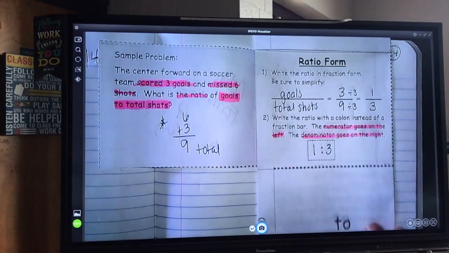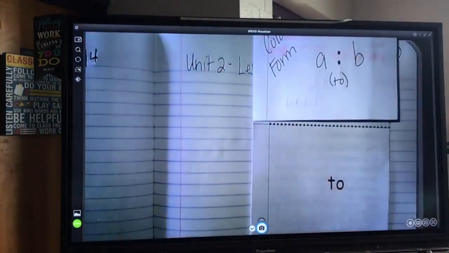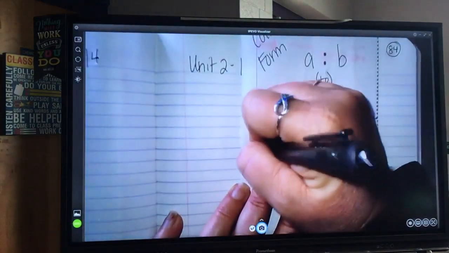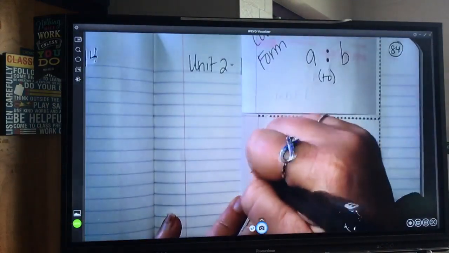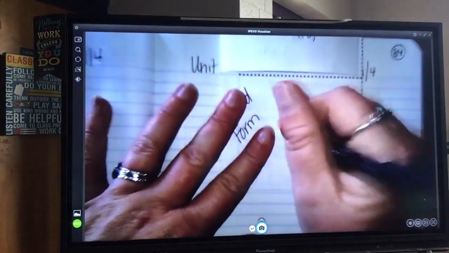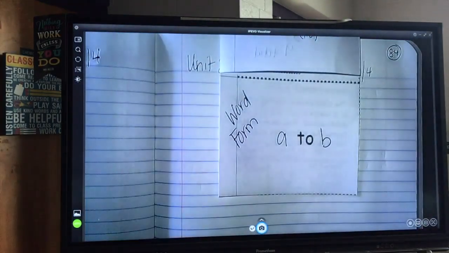All right, last one. So this is word form. And it's obviously word form because you see the word 2. All right, so it's going to be A to B.